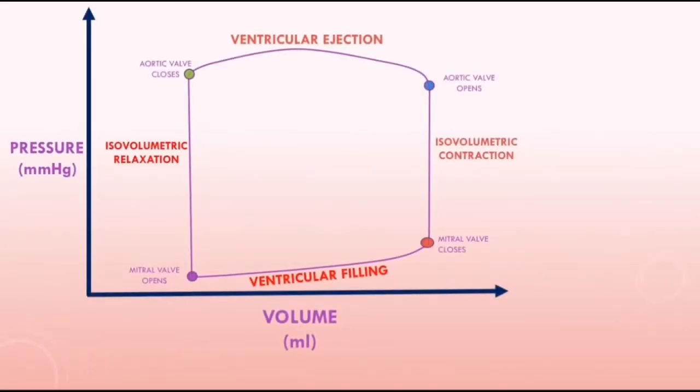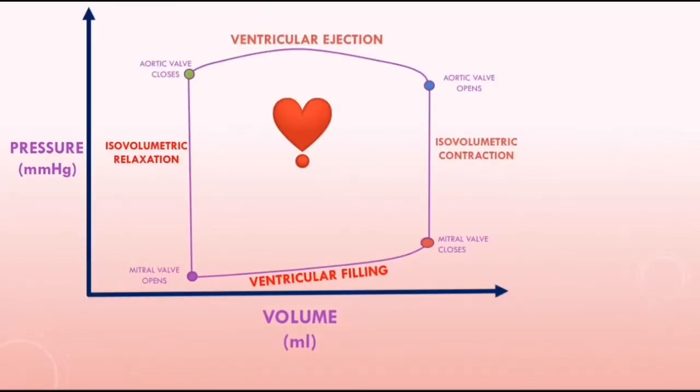This is a general representation of the pressure volume loop, which is showing the different mechanical events that are taking place in the heart. The lines in green show the times when the ventricles are in diastole, and the lines in blue show the times the ventricles are in systole.